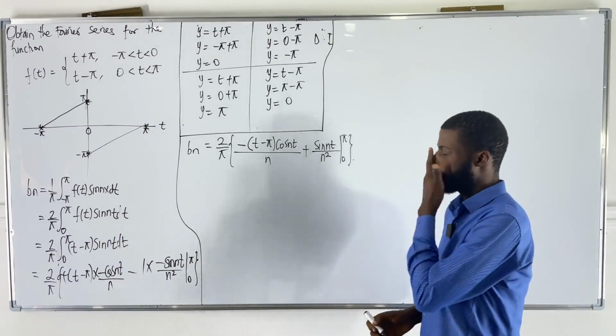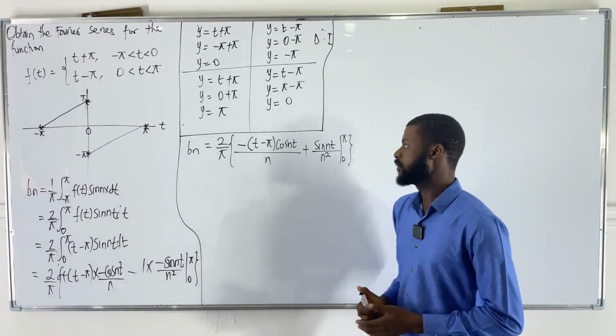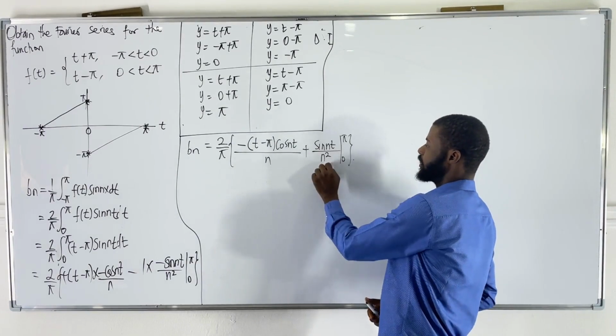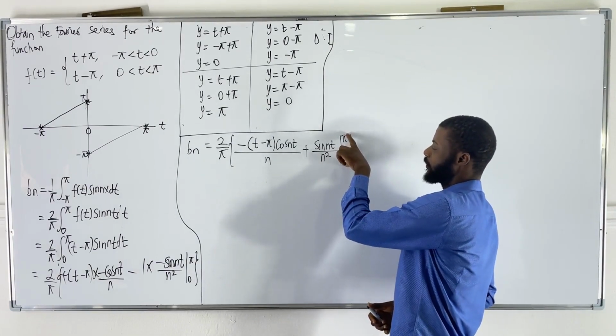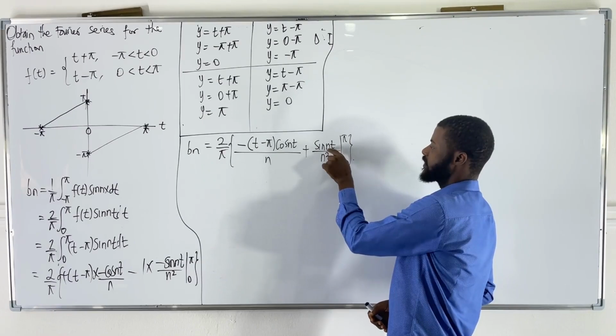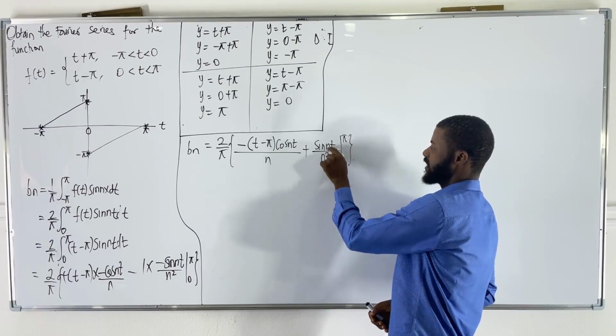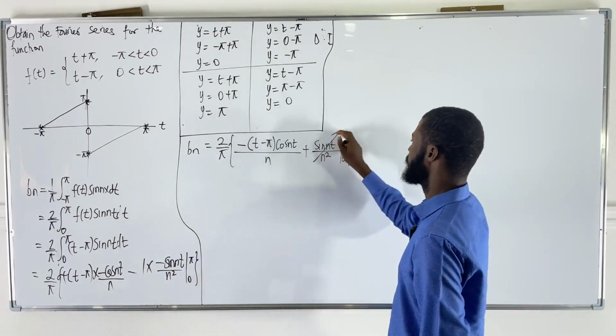All right. Now the good thing about this is, sine nt within this interval will give us 0. Because when you put pi here, sine n pi is 0. Sine 0 is still 0. So this guy is gone.